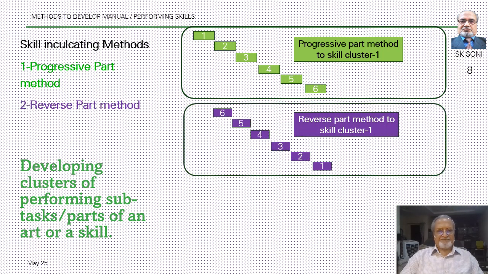Second is the reverse part method. In this reverse part method, the most complex part may be learned first and the other simpler parts may be learned later on. So the learning takes place in a reverse order, and that's why it is known as the reverse part method. For instance, in case of bicycle riding, balancing is the most complicated part. So first you make the learner ride the bicycle and start pedaling it, and then you hold the bicycle by the seat of the driver, and the bicycle is not allowed to fall. And that is how the most complex skill of balancing is learned first and then the other parts are learned. So this is the reverse part method.